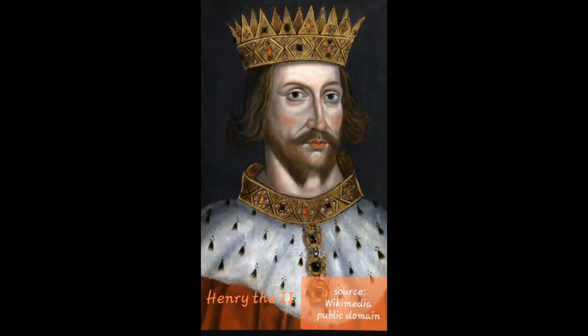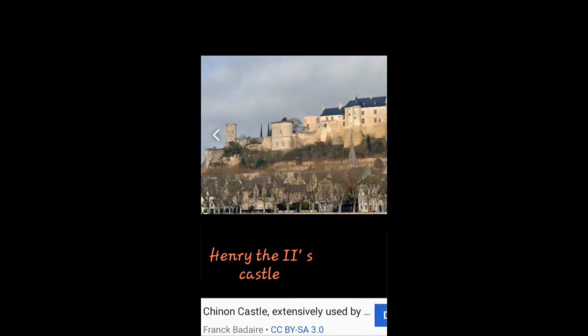Let's take a look at what he looked like. Here's a picture of Henry II. He began his reign in 1154 as King of England. He is known for orchestrating the development of the common law and for trial by jury, rather than the popular trial by combat. Here's a picture of the castle he and Queen Eleanor lived in.